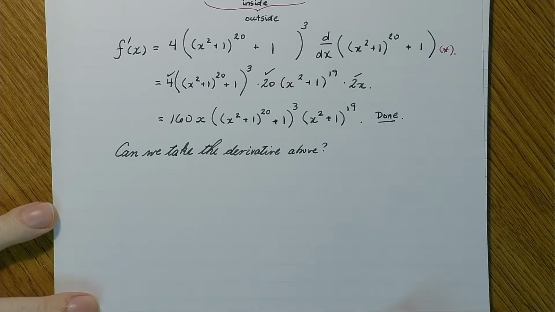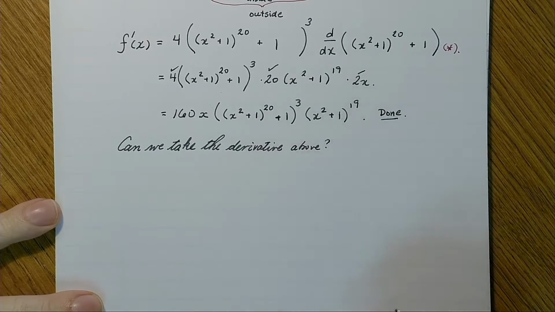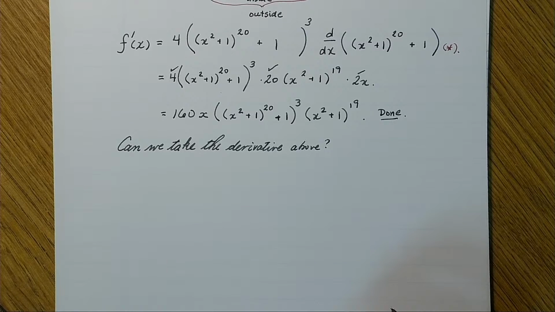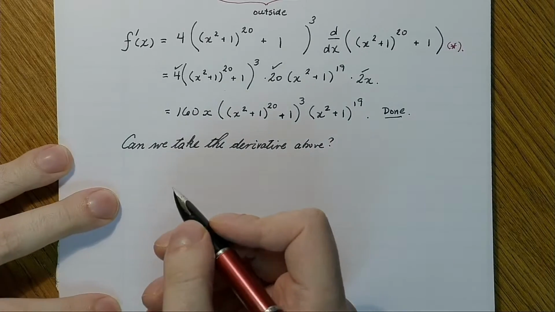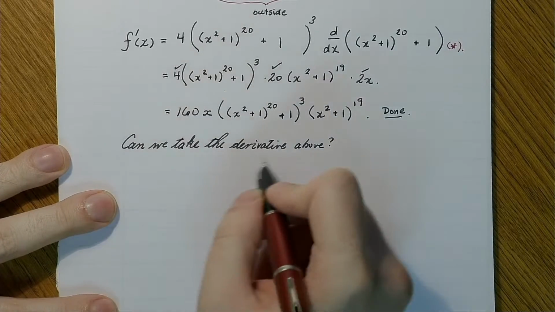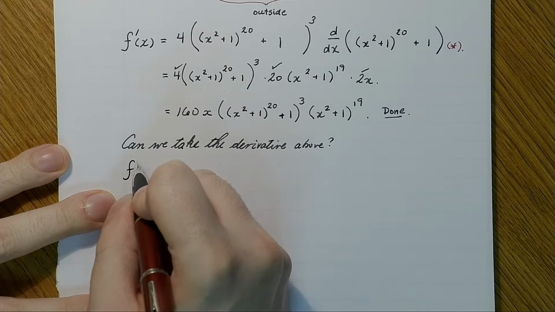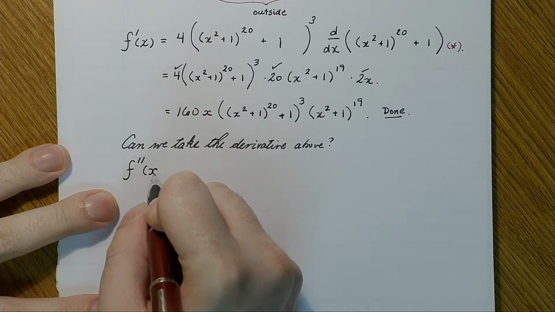Okay, can we take the derivative above? And I am mindful of the clock. We have about 13 minutes. Can we take the derivative of above? Okay. So what is the derivative above? Well, that is f double prime.